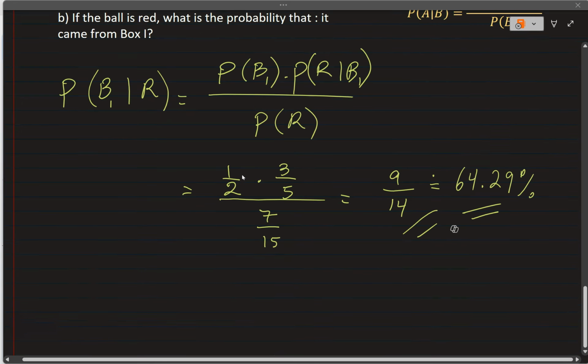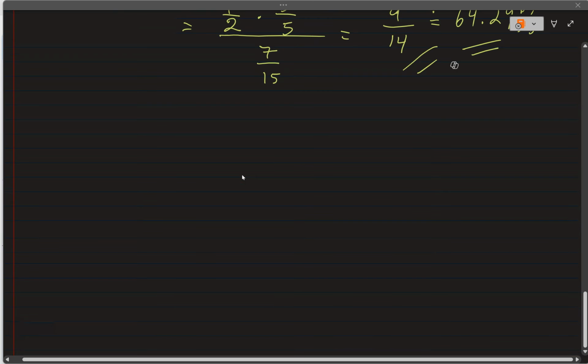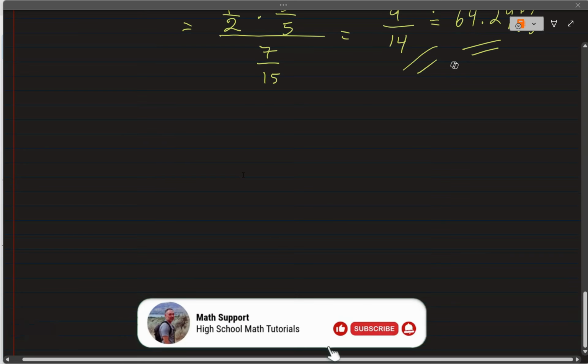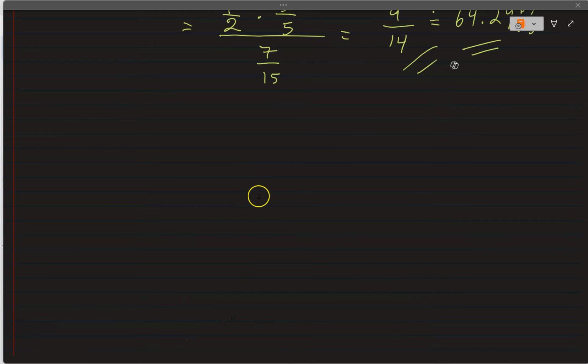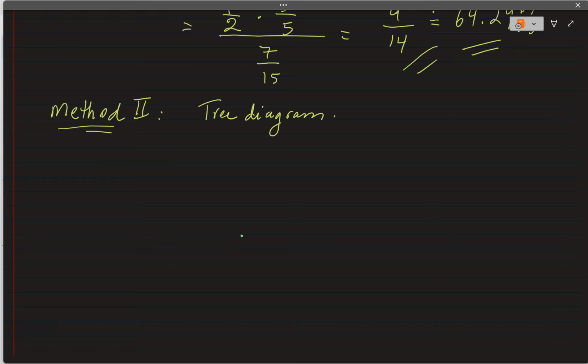Now let's go through this same question but using a tree diagram, and then you decide which one is easier. I suggest whichever is easier, you use that one. Okay, so let's go ahead and do this. We've got two boxes, so this is method 2, the tree diagram. Let's call this box 1, box 2. Instead of being B, I'm just going to put 1 and 2. So the probability for each of the boxes is 1/2. Choosing each of the boxes is 1/2.